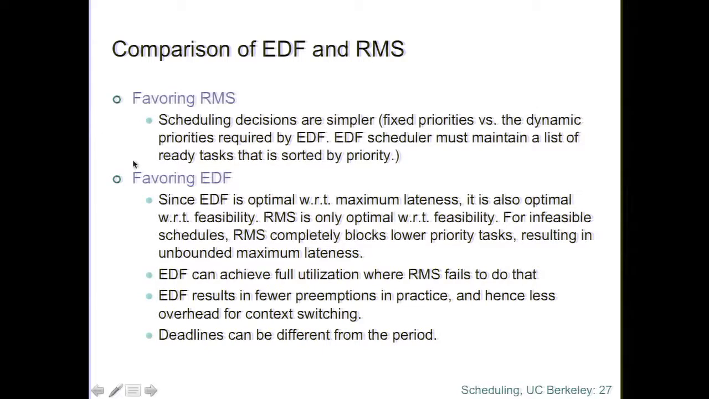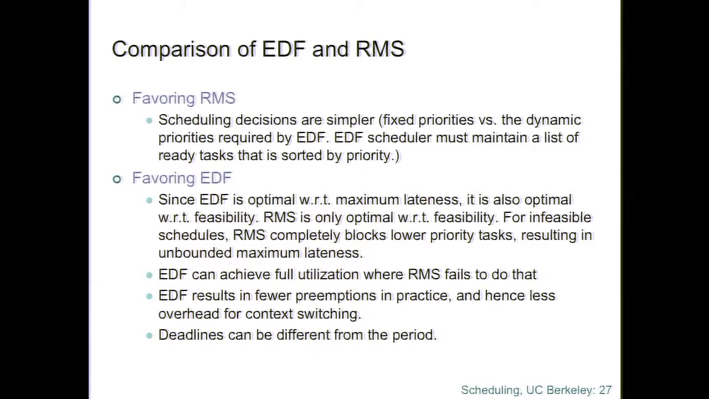But notice that the optimization criteria are different, right? Rate monotonic scheduling is optimal with respect to feasibility, but EDF is optimal with respect to maximum lateness. Now, what do you think? Under what conditions will an EDF schedule yield a feasible schedule? What do we need from the maximum lateness? Right. As long as your maximum lateness is either 0 or negative, your schedule is feasible.